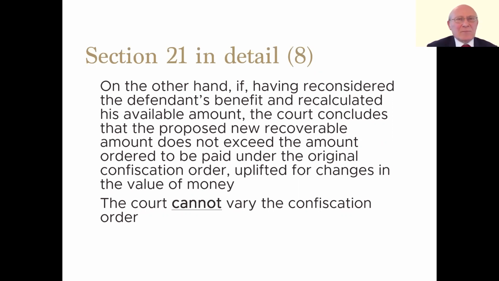And so the court may be in this position where it cannot vary the confiscation order, not because his benefit is less than it thought, but because his available amount is less than it was at the time the original confiscation order was made. That seems a little bit strange, doesn't it, for the court to actually go through and conclude that the benefit figure should have been higher, and then to find that Section 21 does not permit the court to vary the confiscation order. So has this all been a complete waste of time?